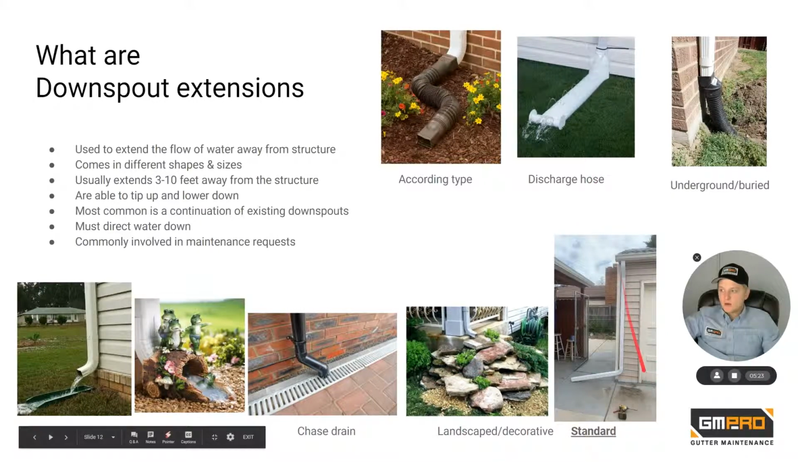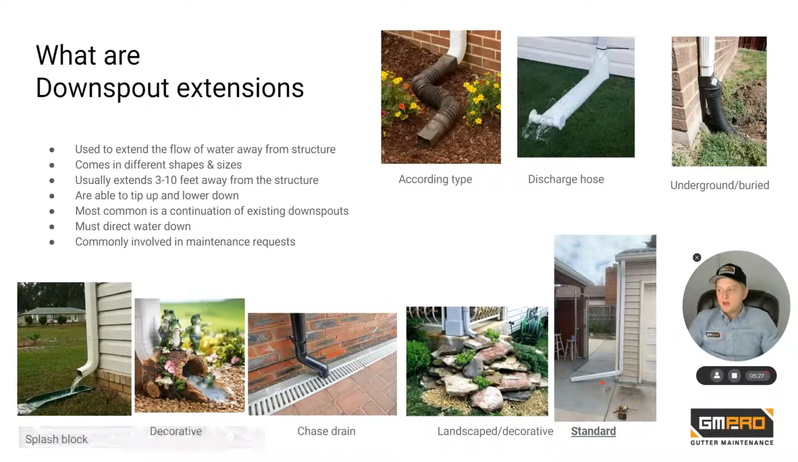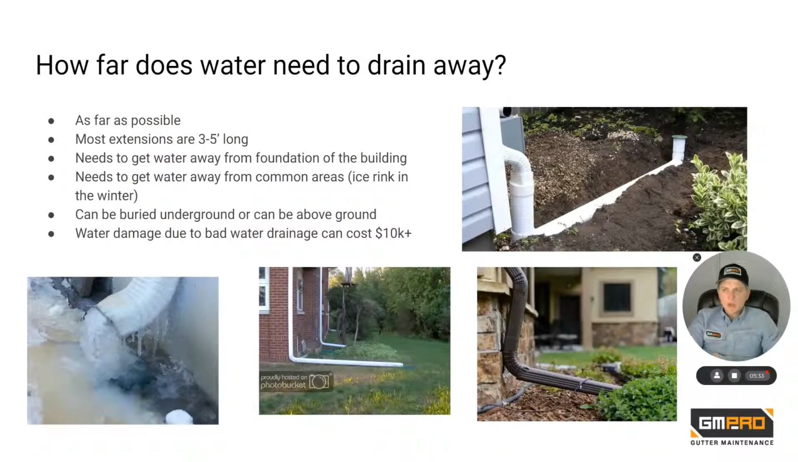And this is a standard downspout extension right here. It is the single most common way for extensions to be installed by a gutter company like our own. So how far does water need to drain away from the foundation of a home? Simply put, it needs to drain away as far as possible.